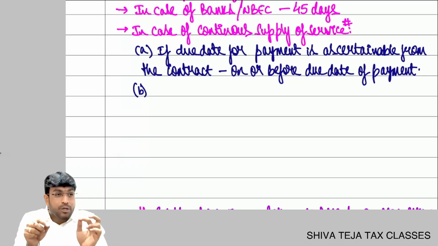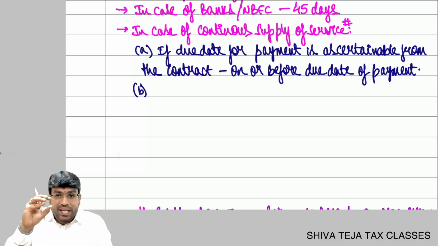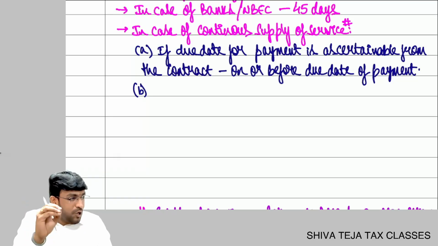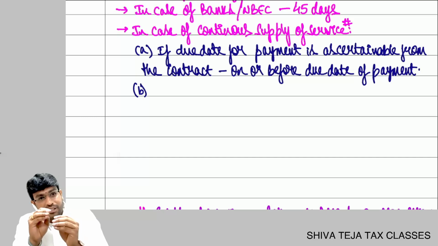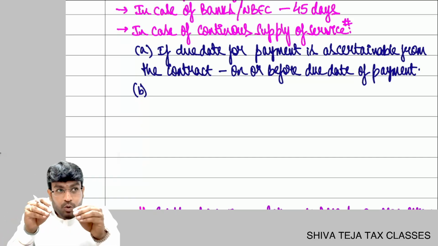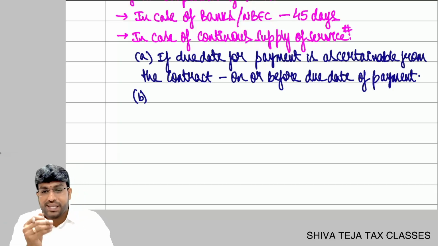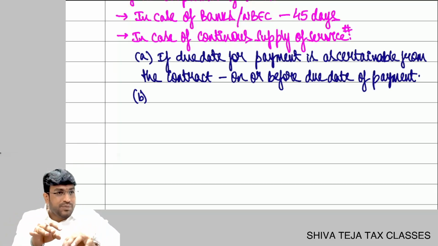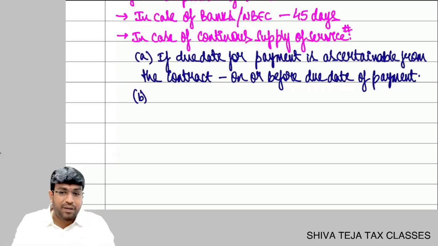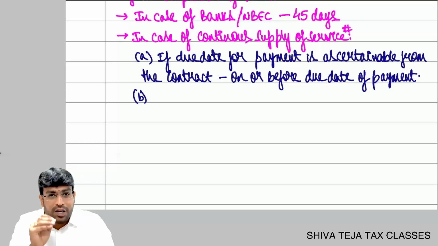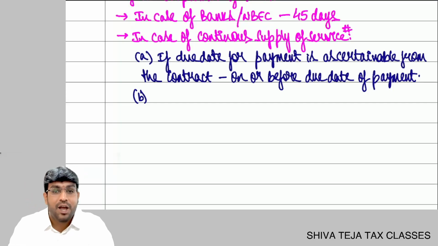This is very important because we are talking about when invoice is supposed to be issued. If within that time you give invoice, then the time of supply will be date of invoice or date of payment, whichever is earlier. And if you don't give invoice within that prescribed time, then the time of supply will be date of completion of service or date of payment, whichever is earlier. The answer will completely change. So if the due date for payment is ascertainable from the contract, the answer is on or before due date of payment.